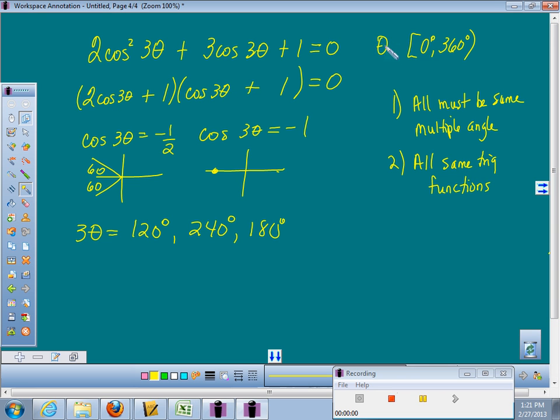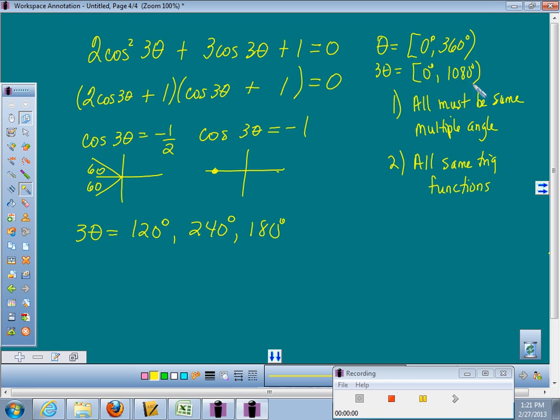Because when they gave you this interval from 0 to 360, that's the interval for angle theta. We are solving for angle 3 theta, so therefore our interval can be 3 times bigger, which means our interval can go from 0 to 1080, or in other words, you can go around the circle 3 times to get answers. So yes, you're just going to need to add 360s onto these because you're going to go around again and stop at the same point.